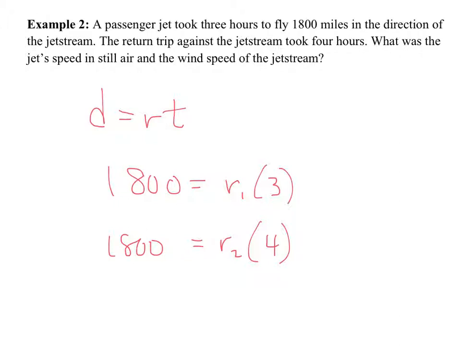So if we define two variables, we're looking for the speed of the jet and the speed of the wind. So let's call J the speed of the jet. Not jest, but jet. And then for wind, let's call it W.